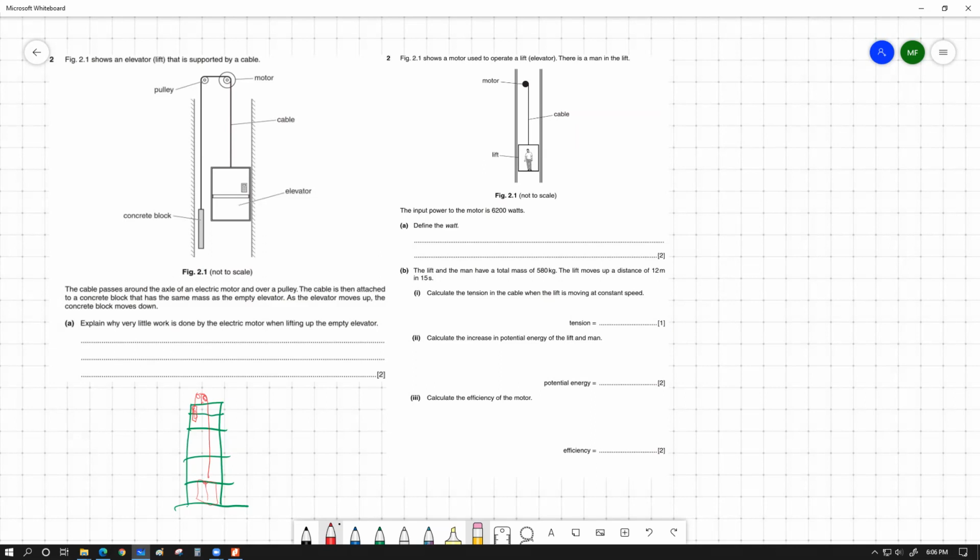The beauty is that if a person comes in and wants to go to level 3, they press the button. That button transfers the information to the motor, and then the motor rotates. And as the motor rotates, this concrete block is going to start going down, and this person plus the elevator box is going to start going up. So as this box comes down, it is going to lose some GP, and as this box goes up, it is going to gain some GP.